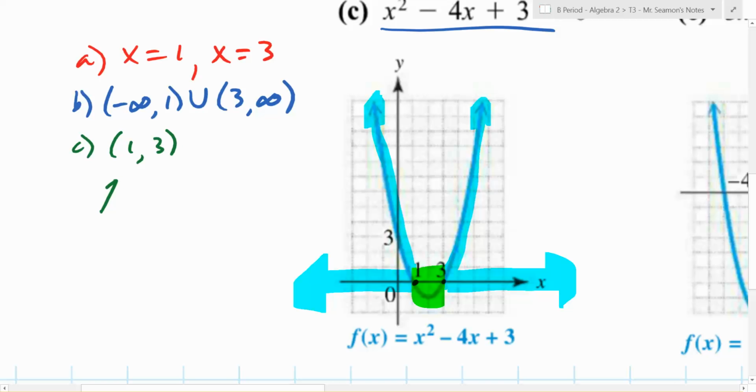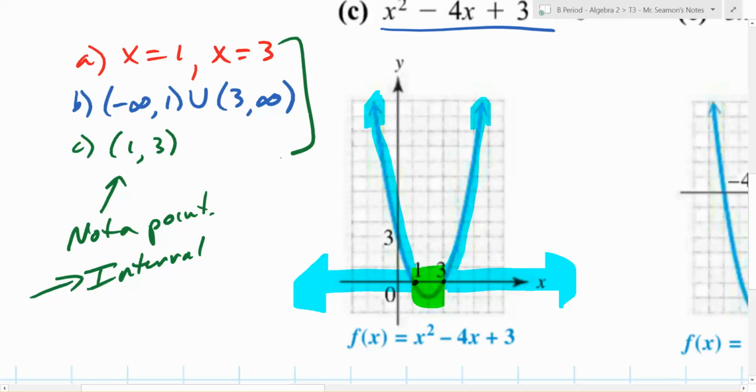And is this a point? No, not a point. That is an interval. This is all interval notation. I like this because it's the least amount of writing and it's very clear. You could use a number line, you could use words, you could use set notation. I prefer interval notation. Some people don't like it because they think they're points, but it's not points.